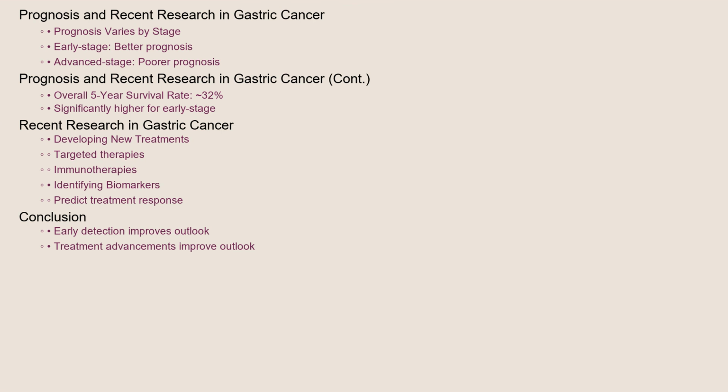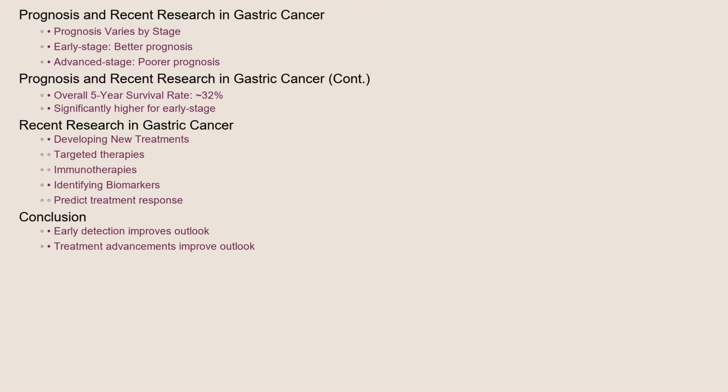Finally, let's discuss the prognosis and recent research. The prognosis for gastric cancer varies greatly depending on the stage at diagnosis. Early-stage cancers, detected before they have spread, have a much better prognosis than advanced-stage cancers. The overall 5-year survival rate for gastric cancer is around 32%, but this number can be significantly higher for early-stage cancers. Ongoing research is focused on developing new and more effective treatments, including targeted therapies and immunotherapies.